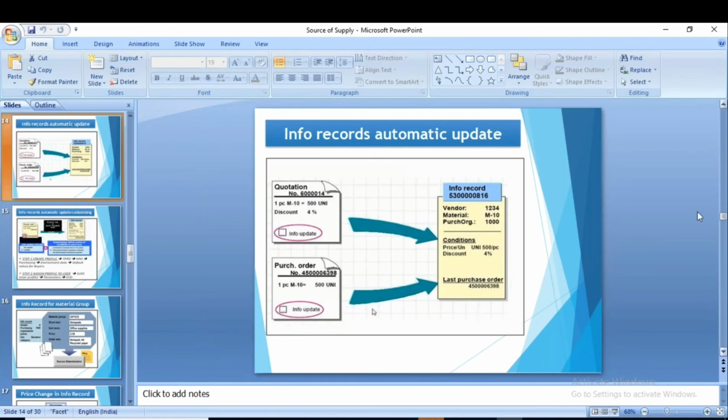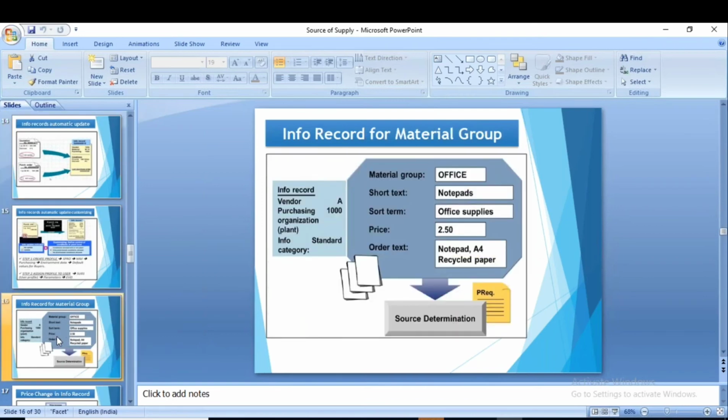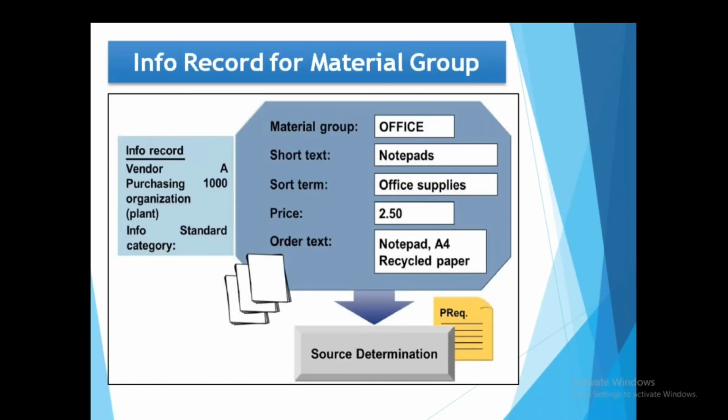Now the next thing we'll be discussing is the info record for material group. You can create an info record for a material group also, that means without a material. Suppose you have a vendor, you have a purchase organization, of course you have the plant, but you don't know the material. There are some materials in common for which the price is always the same, like some office supplies or notepads.